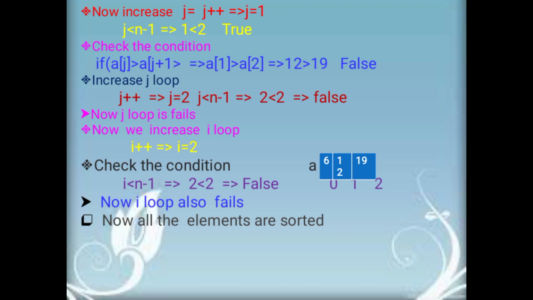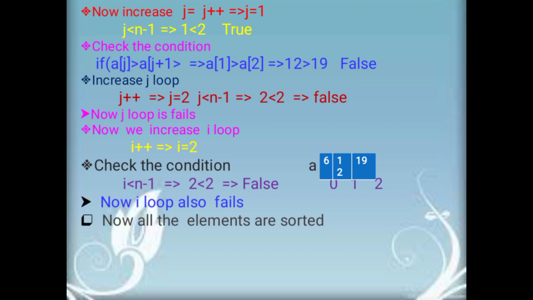Okay, now again increase the j loop. Now j is equal to 1. So 1 is less than 2. It is true. Now check the condition. 12 is greater than 19. It is false. Now again we increase the j loop. So j is equal to 2. 2 is less than 2. It is false. Now the j loop fails.